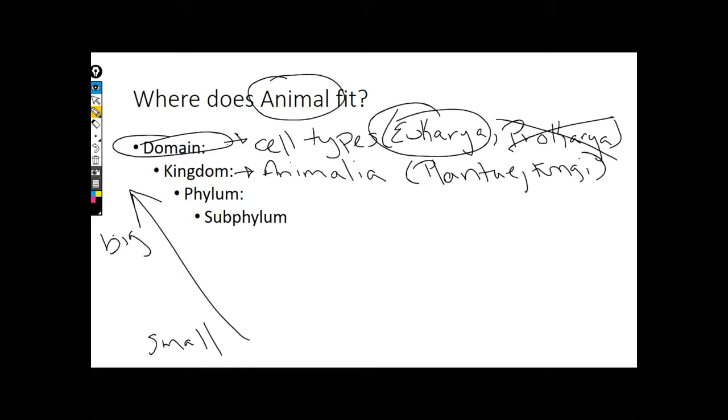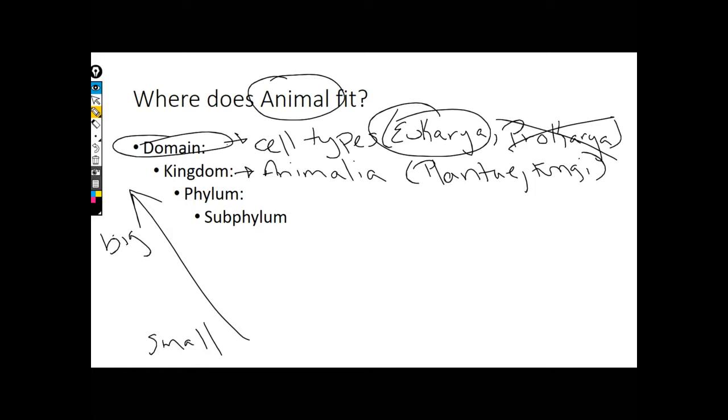Okay, cell types are really big groupings, right? You can have membranes around your organelles or you don't. There, I divided the entire world in half. All right, so now I'm taking a look at those membrane-bound organelle type cell things. I'm going to say, are you an animal? Are you a plant? Or are you a fungus?